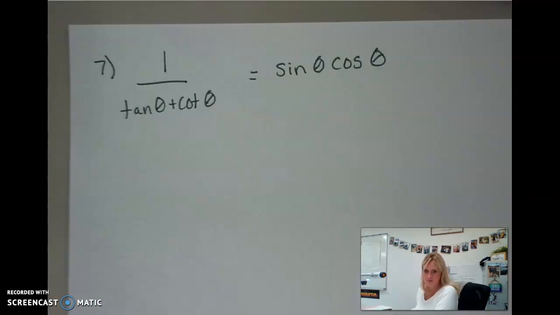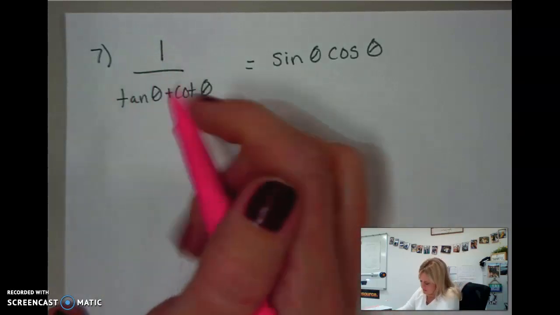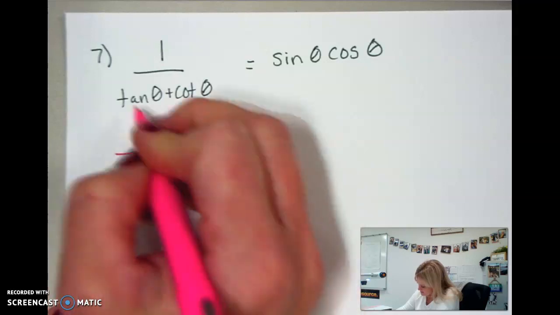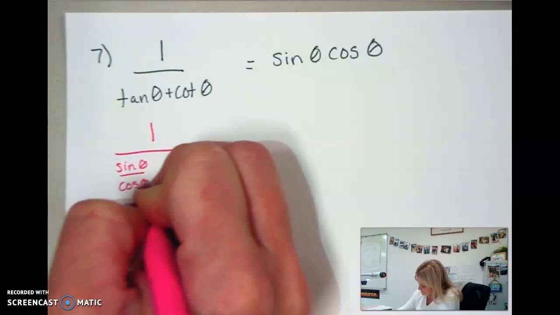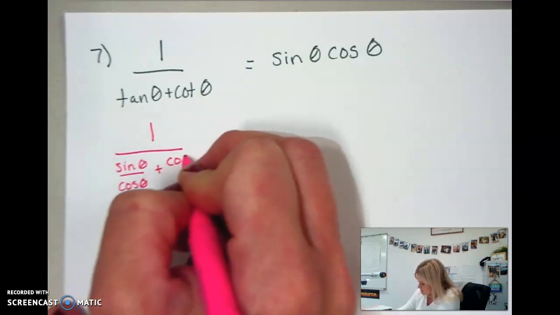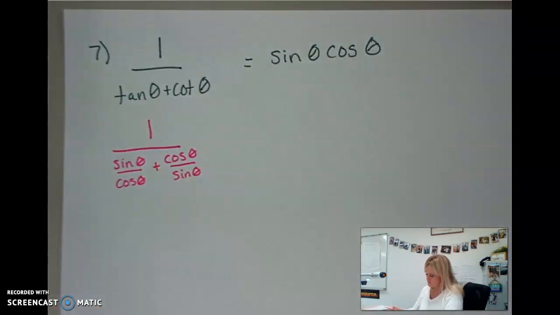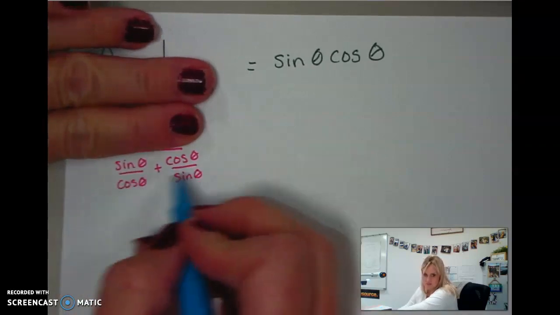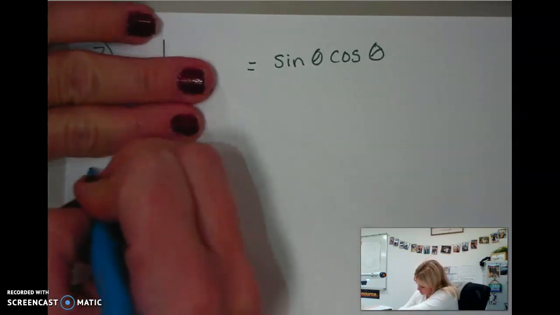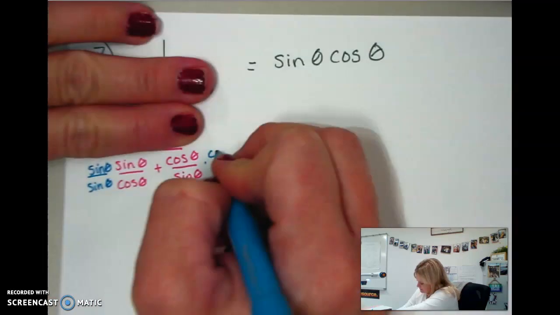Alright, I have one more complicated one. We are going to take and rewrite this as tangent is sine over cosine plus cotangent, which is cosine over sine. And now we have a very complicated fraction right now. I'm just going to ignore that one on the top and I'm going to focus on this bottom part. If I need to add these fractions, I need a common denominator. So I need to multiply the top and bottom here by sine and the top and bottom here by cosine.